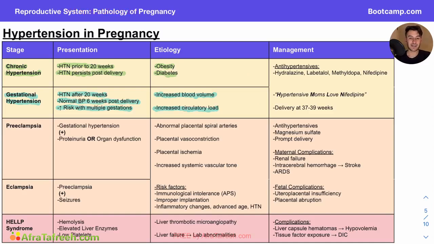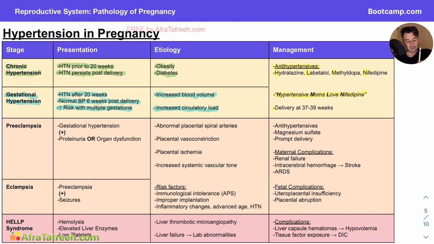I'm going to highlight this management in yellow because it applies to both our chronic hypertensive patients during pregnancy and our gestational hypertensive patients during pregnancy. So the antihypertensives that we have to choose from are 4, and they're going to be hydralazine, labetalol, methyldopa, and nifedipine. And there's a great mnemonic for remembering these, which is hypertensive moms love nifedipine. So these are going to be safe in pregnancy. They're not going to cause any teratogenic effects, and choosing the one that you end up choosing is just going to vary on the other health conditions the mother may have and other history or allergies that she might carry.